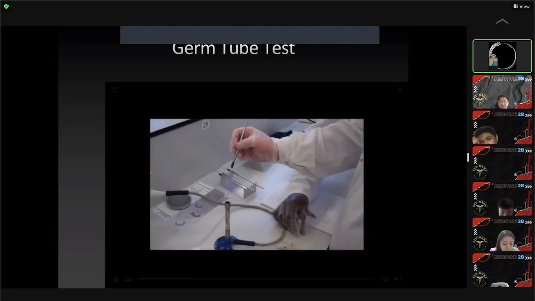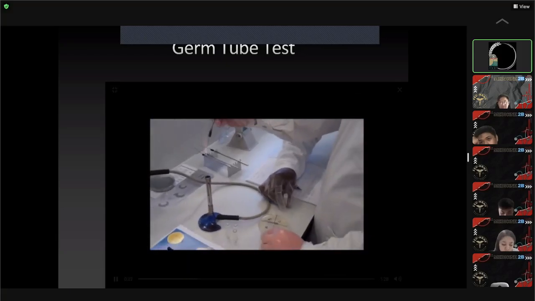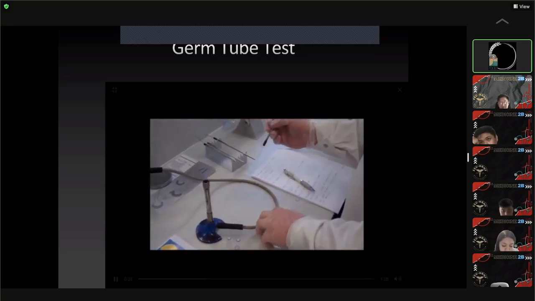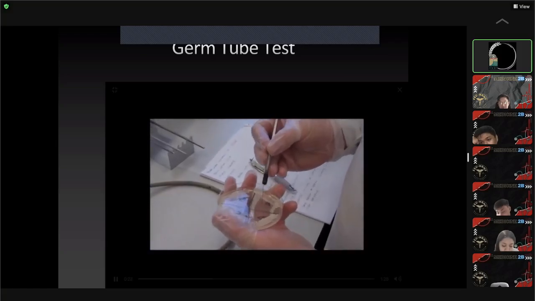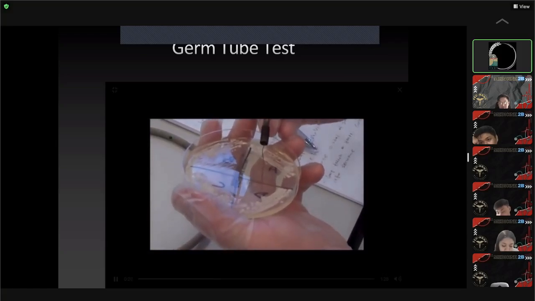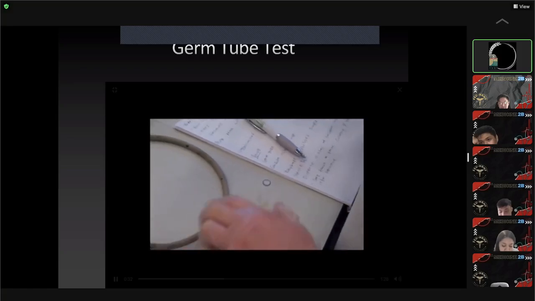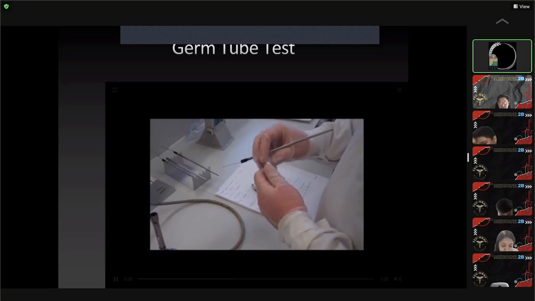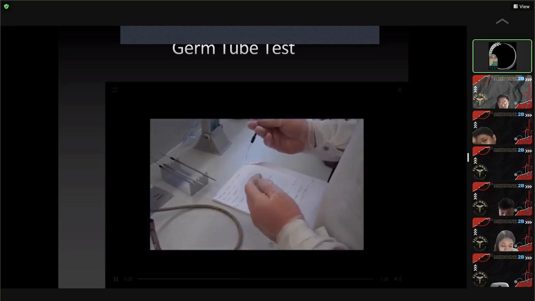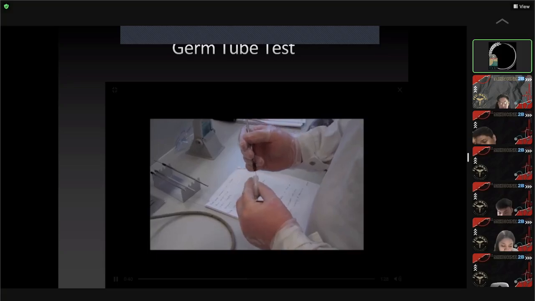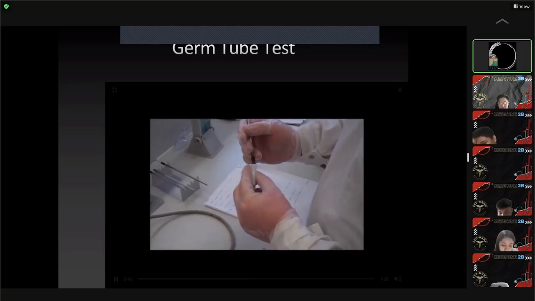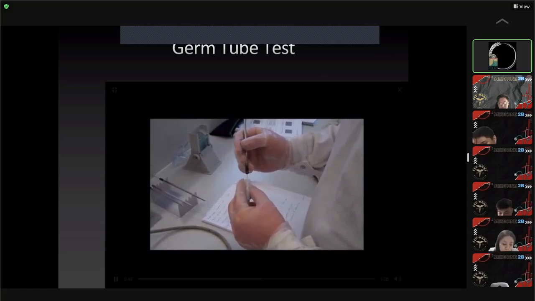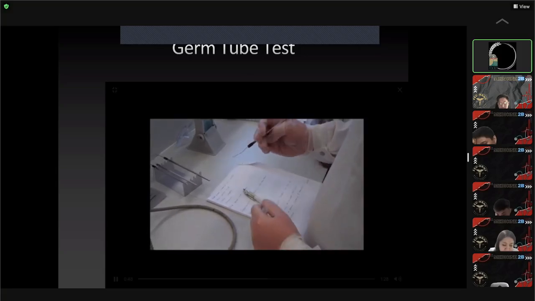Firstly, the straight wire is flamed. Then, colony from the agar plate is transferred into the serum in the test tube. The colony is suspended in the serum. The test tube is ready for incubation at 35 degrees centigrade for 2 to 3 hours.